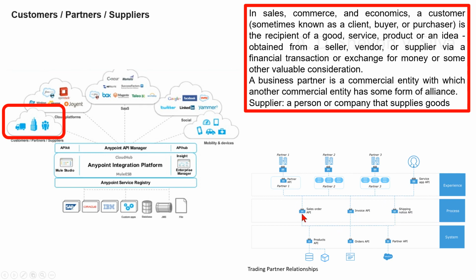Here the sales order API, invoice API, and shipping notice API interact with product API, order API, and partner API. Product API, order API, and partner API are in the system layer, and here you can see product API interacts with the database, and the order API interacts with the SAP, and partner API interacts with the Salesforce.